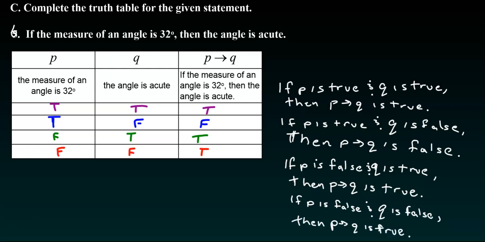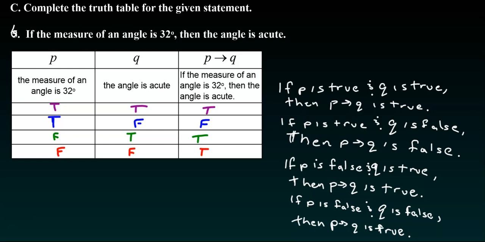So let's look at our truth table here. If P is true, so the measure of the angle is 32, and Q is true, the angle is acute, then the final part is true as well. If the measure of an angle is 32 degrees, then the angle is acute. Okay, those are all facts.